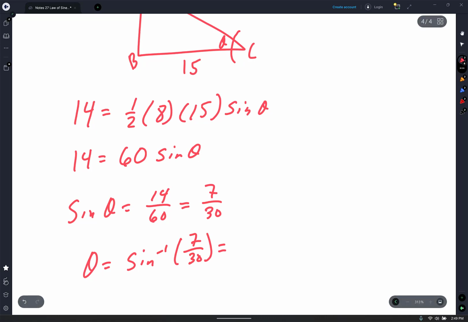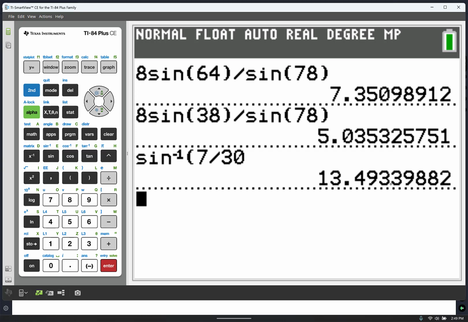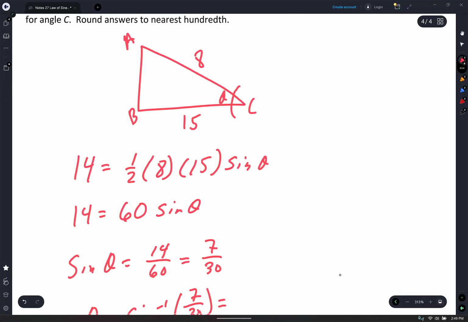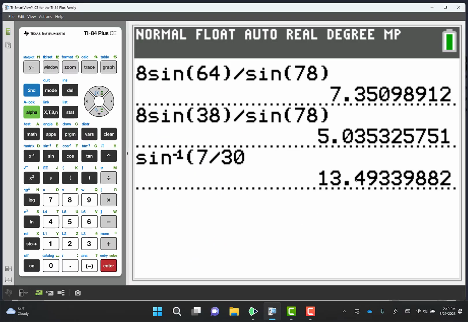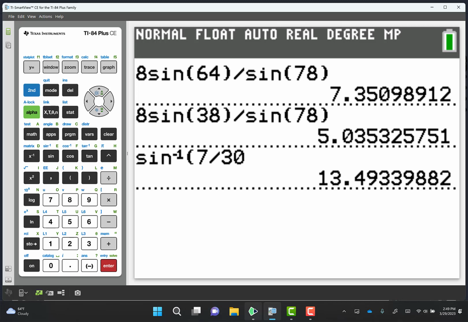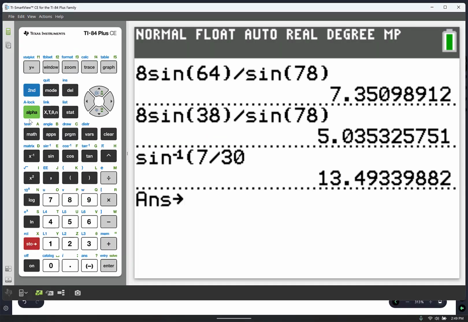So I take my calculator. Second arc sine 7 over 30. I don't have another angle. So 13.5 degrees. Did they say nearest tenths or nearest hundredths? Nearest hundredths, so never mind. 13 point, oh yeah, 49. 13.49. But I'm going to use them all though, because I want to show you guys something. So I'm going to just store that to A. Store alpha A. All right, what if I want another angle?